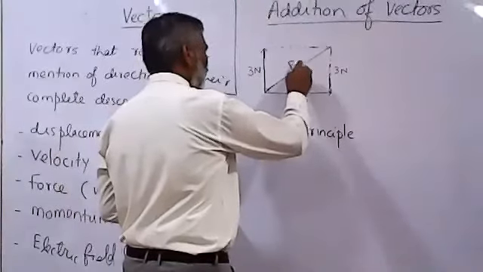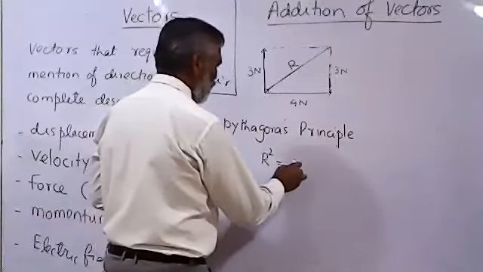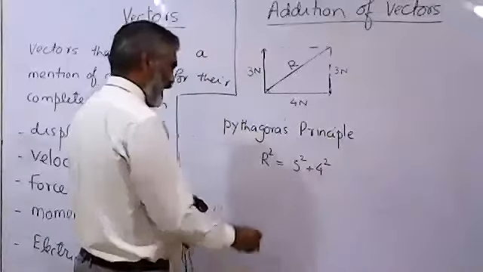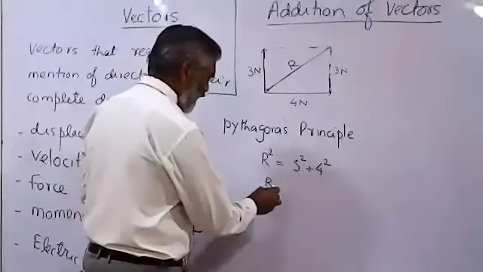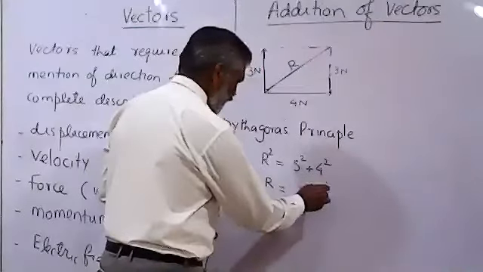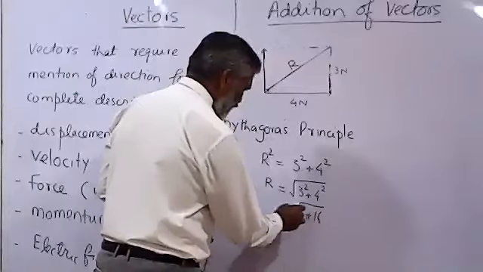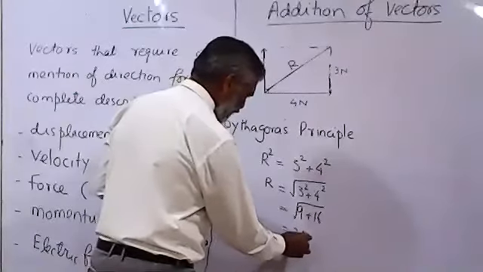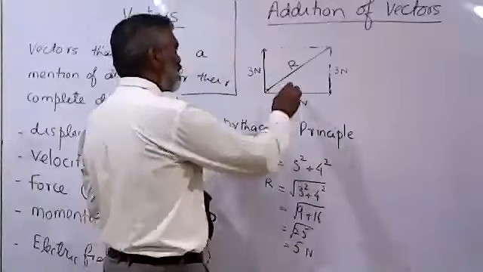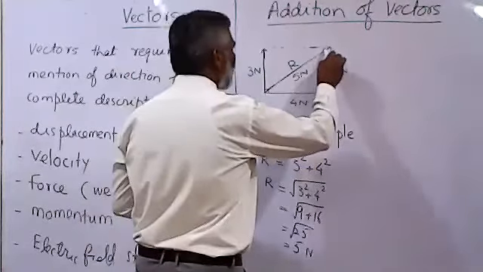If I denote it as r, r square is equal to 3 square plus 4 square. And if I want to know what r is, it is 3 square plus 4 square under root, which is 9 plus 16 under root, which means 25 under root, and which means 5 Newton. So this resultant is 5 Newton force, and its direction must be this.